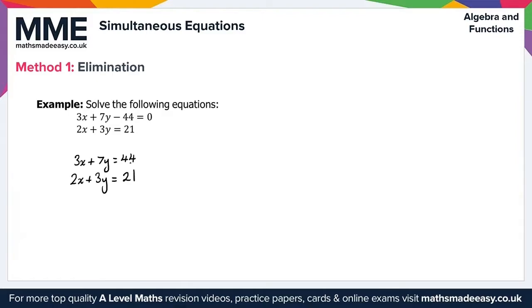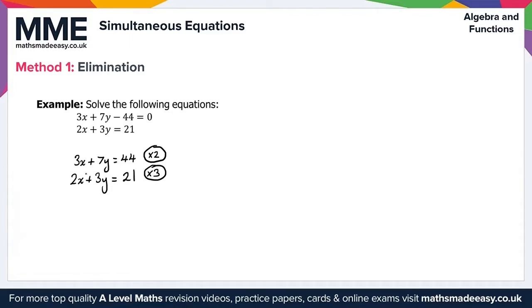Now here, when using elimination, we need to match the coefficients of either the x or the y. It doesn't matter which variables you pick. In this case, I'm going to pick the x because it makes the numeracy a little bit simpler here. Okay, so in that case, we times the top equation by 2 and the bottom equation by 3.